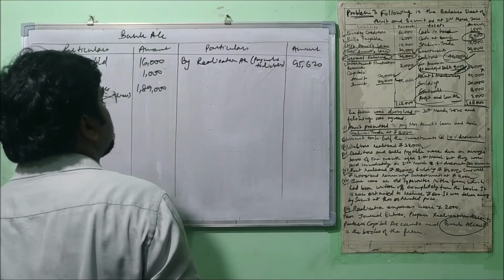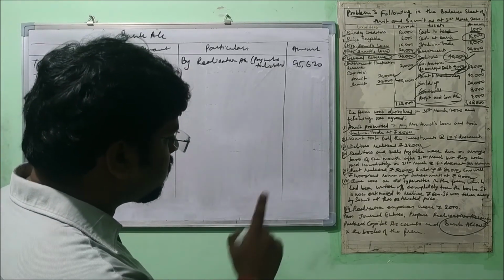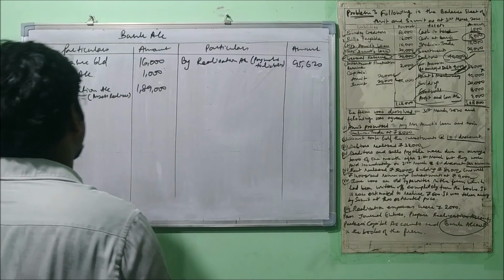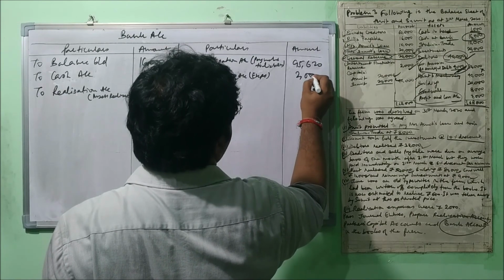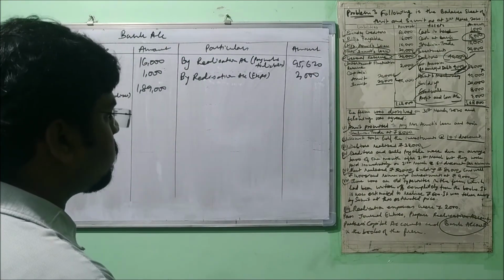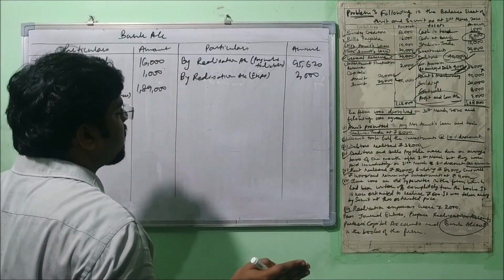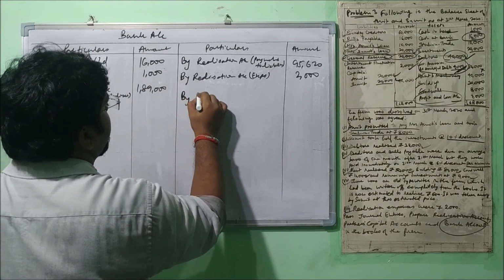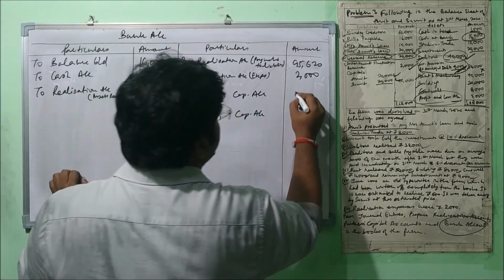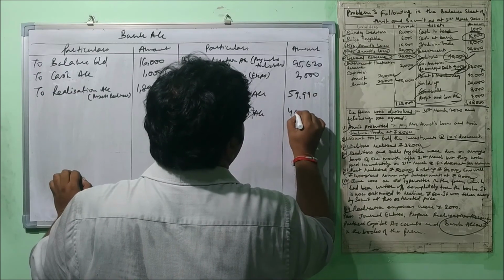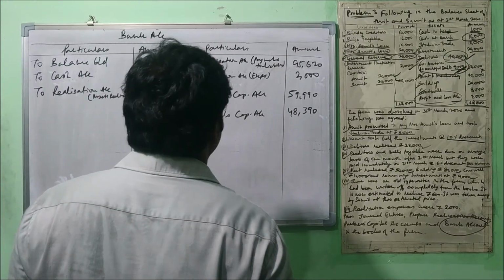95,620, right? Now thereafter did we pay any amount? Yes, we paid the realization expenses. Realization to bank means by realization 2,000. Any other payment we made? Yes, we finally made payment to partners. And what was the entry? Amit's capital, Sumit's capital debit to bank. So it will be mentioned here by Amit's capital account, by Sumit's capital account. What is the balance? 59,990, 48,390.